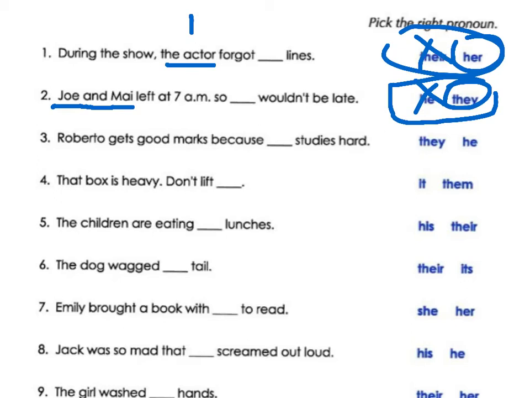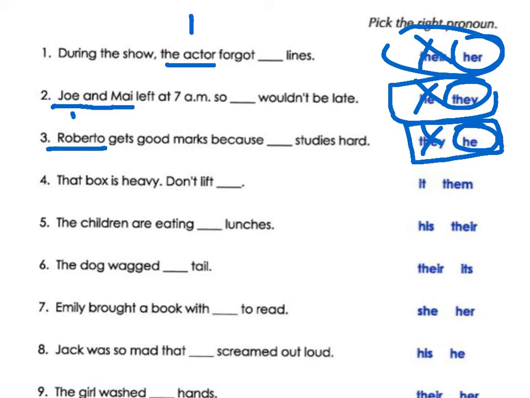Number 3, Roberto gets good marks because blank studies hard. The noun in the sentence is Roberto, who's the subject. Roberto gets good marks because blank studies hard. Given the choices, they and he, Roberto is just one person, so they cannot be the answer, it can only be he. Roberto gets good marks because he studies hard.